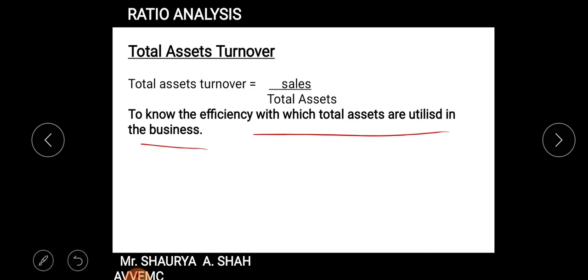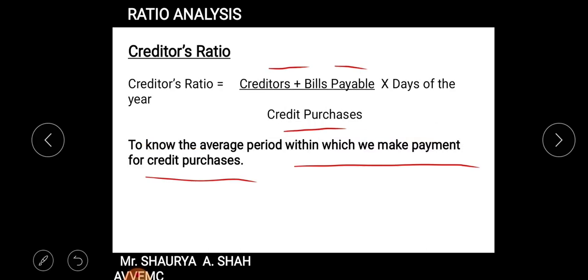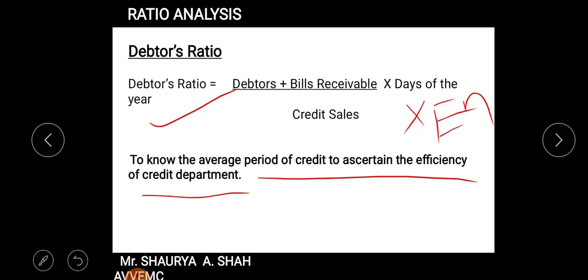STR will be sales upon closing stock. Next we saw was debtors ratio. Debtors ratio is your debtors plus bills receivable divided by credit sales into days of year. I suppose it is clear, each and everyone.